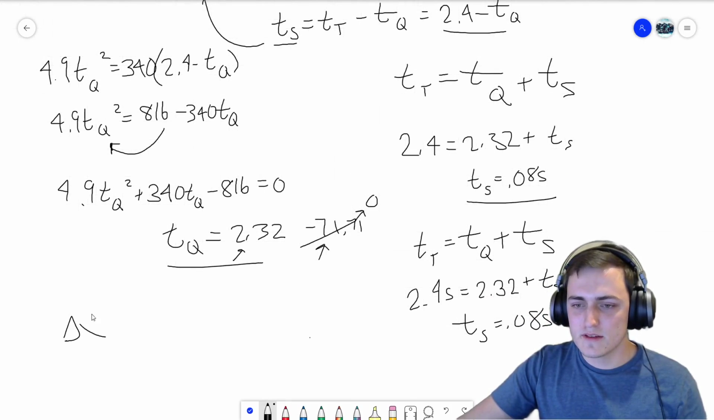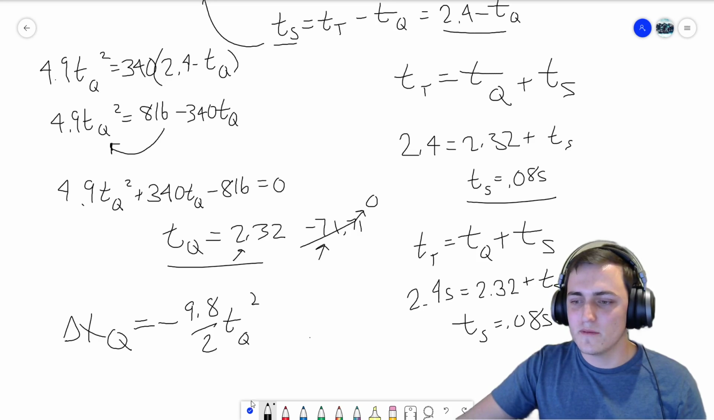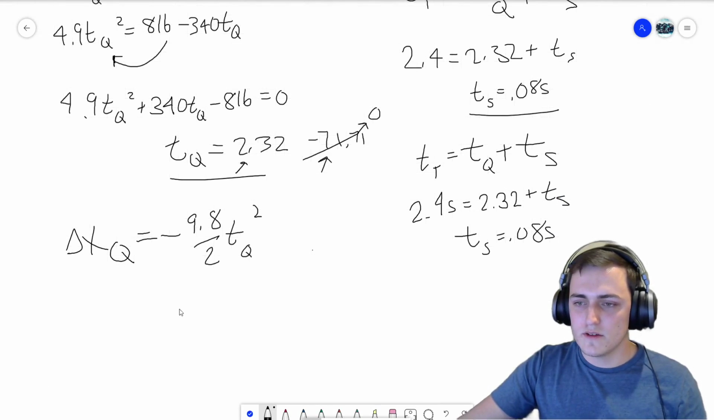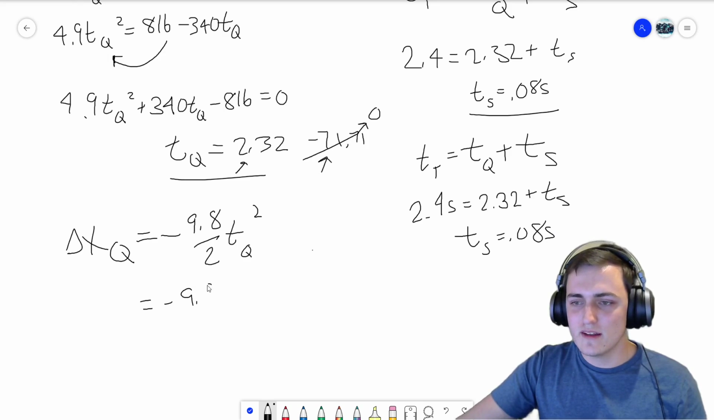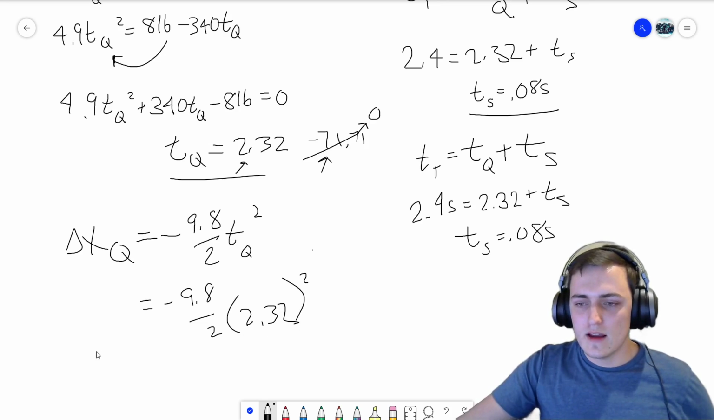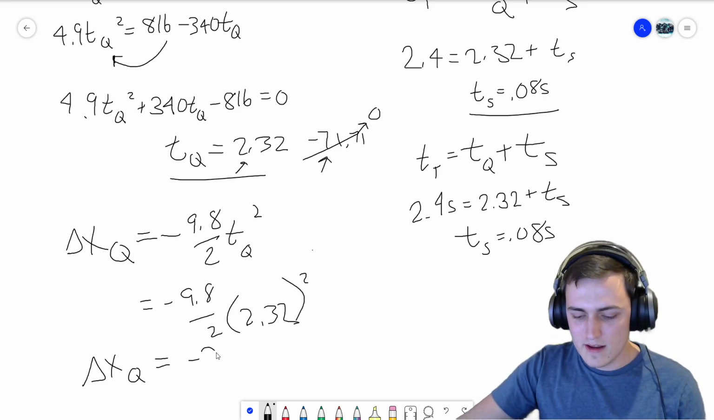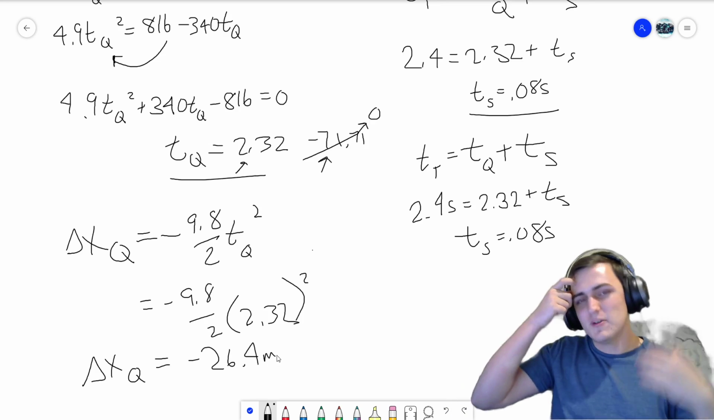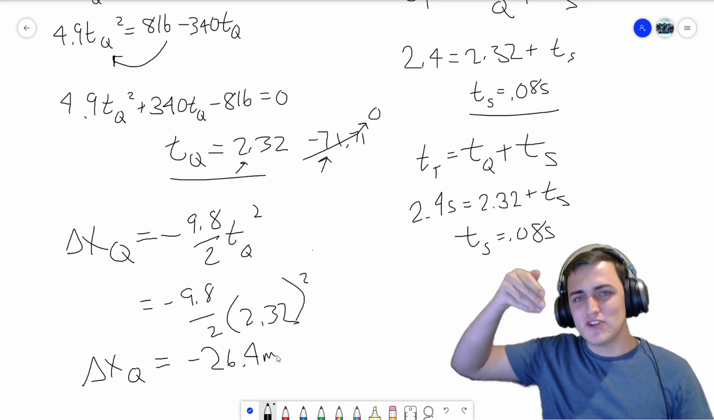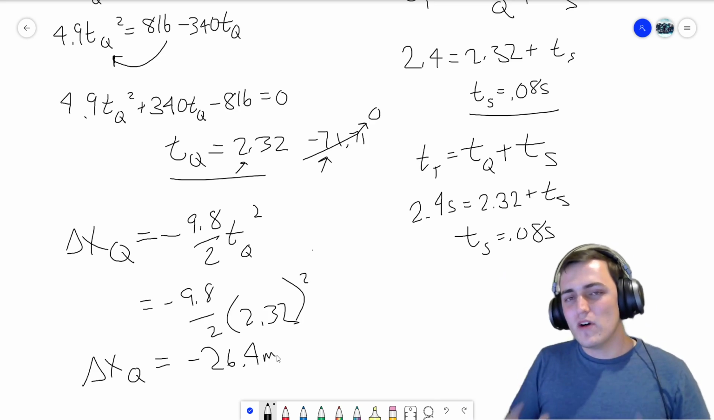And so delta x sub q equals negative 9.8 over 2 times t sub q squared. So to evaluate this, I'm just going to plug in t sub q of 2.32 squared. And so we find that delta x q equals negative 26.4 meters. We got a negative. That is because it travels down. Now we want the magnitude.